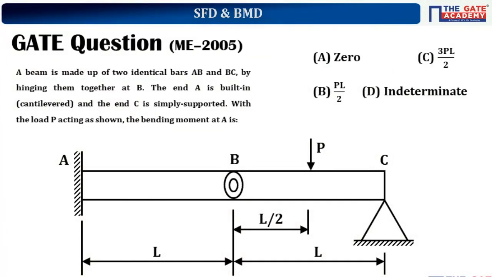So it's given that a beam is made up of two identical bars AB and BC, hinged together at B. The end A is built in, cantilevered, and the end C is simply supported, with the load P acting as shown. We need the bending moment at A. Here AB is a cantilever beam, and they are expecting us to get the value of bending moment at the fixed support A.